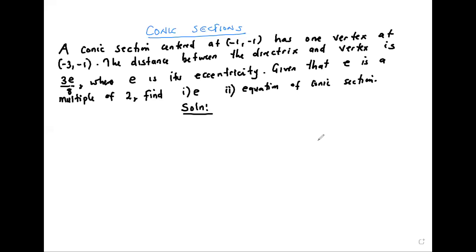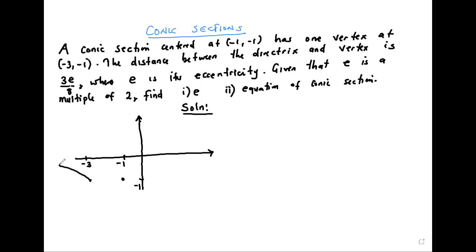So the first thing I do is to visualize this. So what do I have? I have a conic with the center given, (-1, -1), so it's somewhere here. And then one vertex has been given. It's (-3, -1). So this is the vertex.